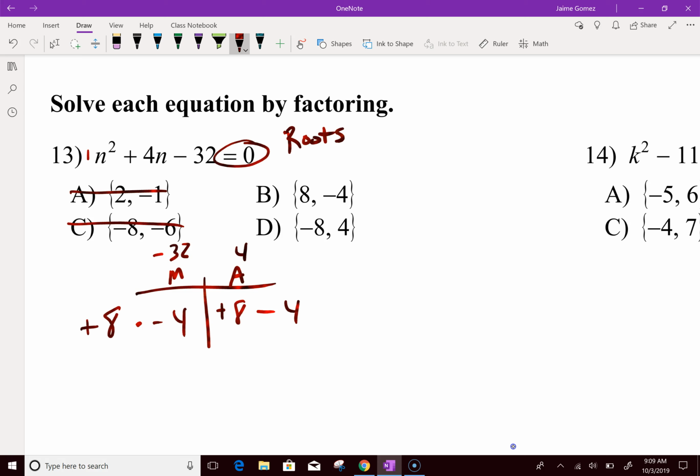Remember, what are these? Factors. I want the roots. To get the roots, you switch the sign. So my positive 8 turns negative 8, and my negative 4 turns positive. So those are the roots.